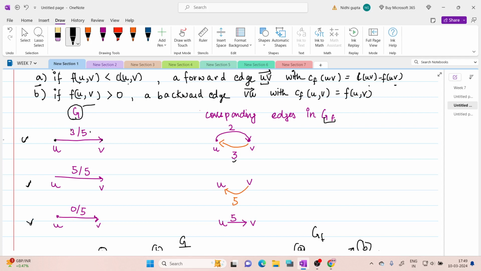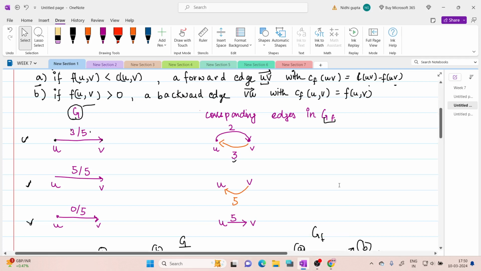And the third case is when the flow value is 0 and the capacity is 5. So the first property is satisfied, that the flow value is strictly less than capacity, so we'll have a forward edge with weight 5 minus 0. But the second property is not satisfied, that the flow value is strictly greater than 0, so there will be no backward edge. So these are the three kinds of scenarios which can happen.